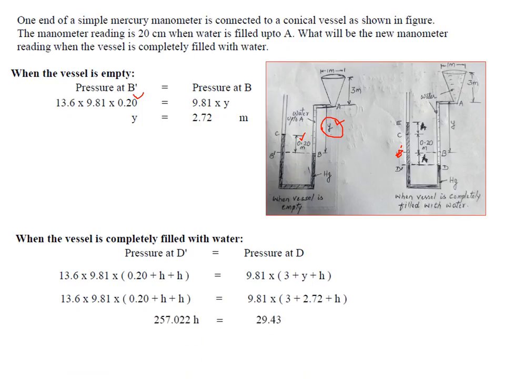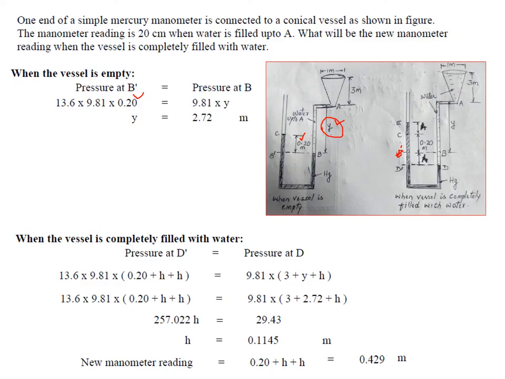Therefore h has to be 0.1145 meters. So the new manometric reading is 0.2 plus h, which gives 0.429 meters. These are the problems which use the concept of pressures.